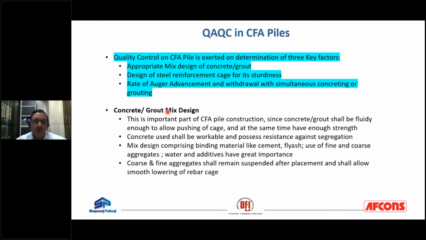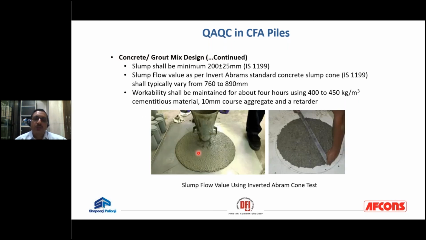Quality of the grout or the concrete is of prime concern, which means the mix design should be perfect. It should have adequate strength. Workability is to be maintained in a proper way. If you have to perform cage driving in wet concrete, your slump should be minimum 200 mm. 200 mm will be difficult to measure by a conventional slump measuring device.